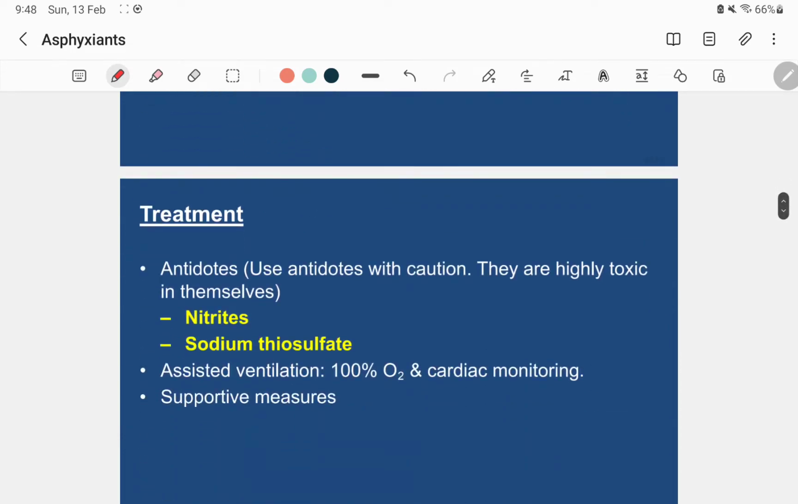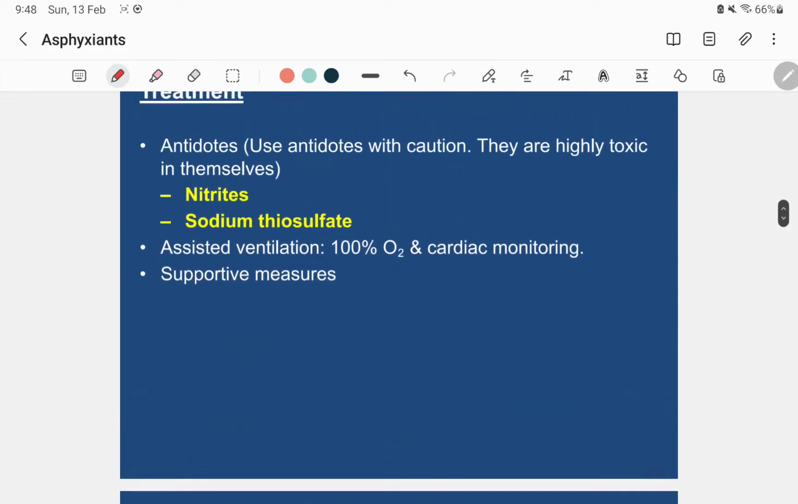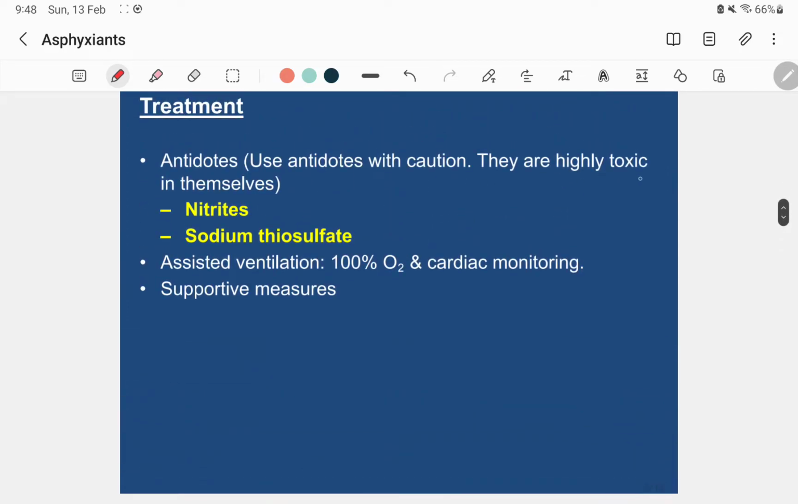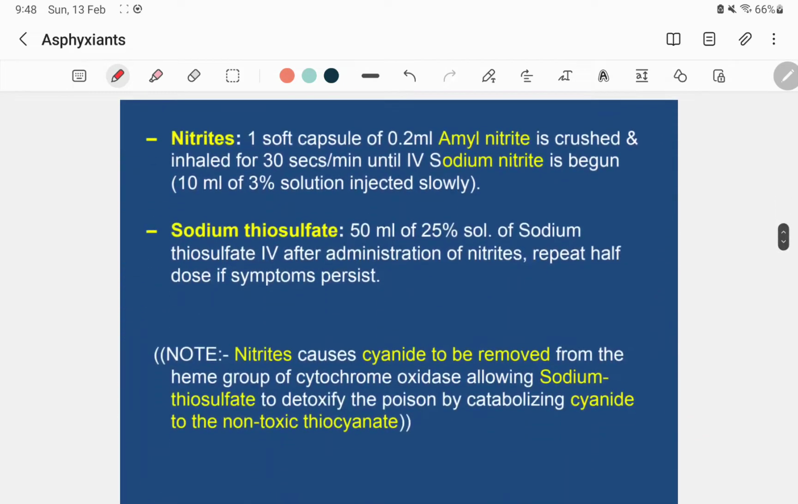So what do we do? The treatment for cyanide is the use of antidotes, which are highly toxic themselves, and they include nitrites and sodium thiosulfate. Treatment also includes assisted ventilation with 100% high-flow oxygen, cardiac monitoring, and supportive measures. So the cyanide antidote is nitrite and sodium thiosulfate.